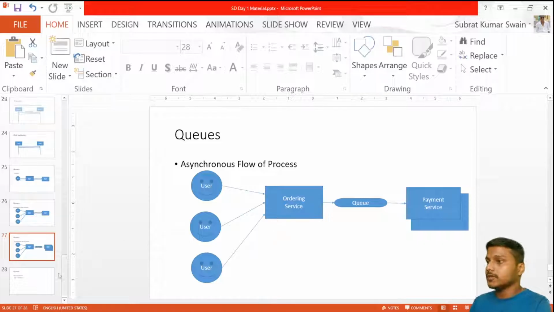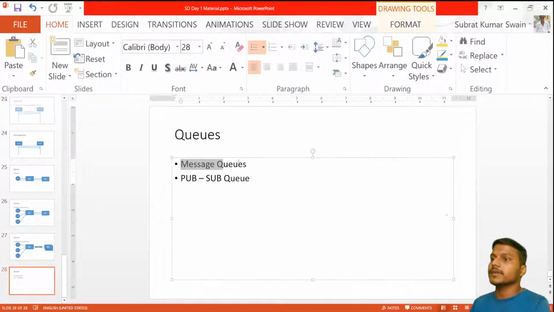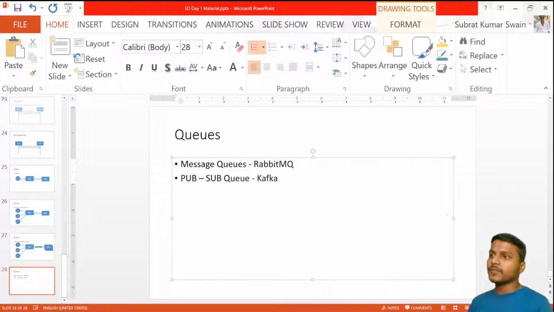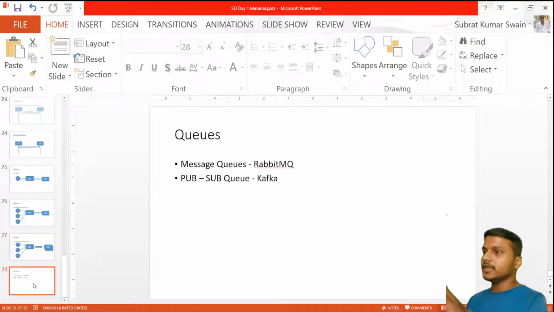If you want to know more, you can search about message queues and pub-sub queues. If I remember it right, Kafka is one of the pub-sub queues, and RabbitMQ is a message queue. There is a small difference between a message queue and a pub-sub queue. A normal message queue doesn't actually give you confirmation whether the payment has been done or not. But normally we would need to get the confirmation.